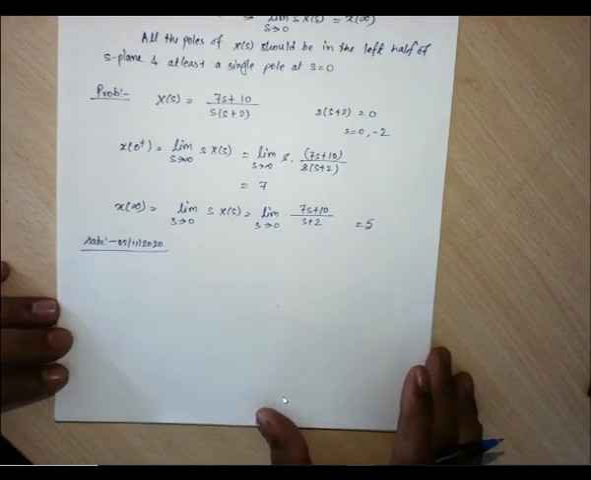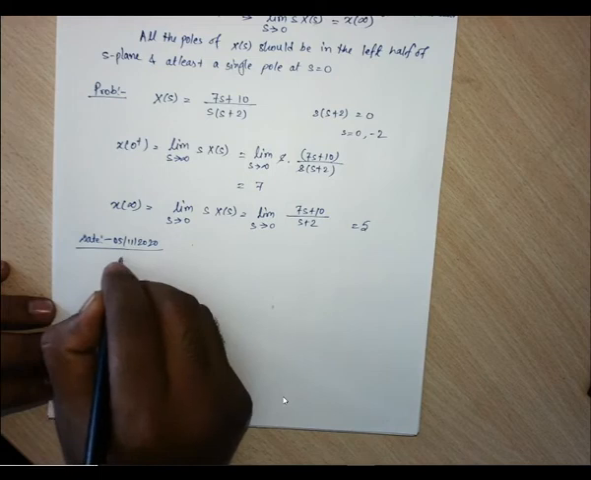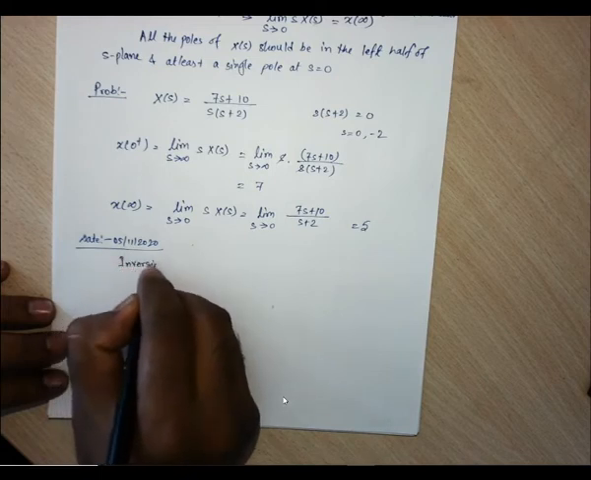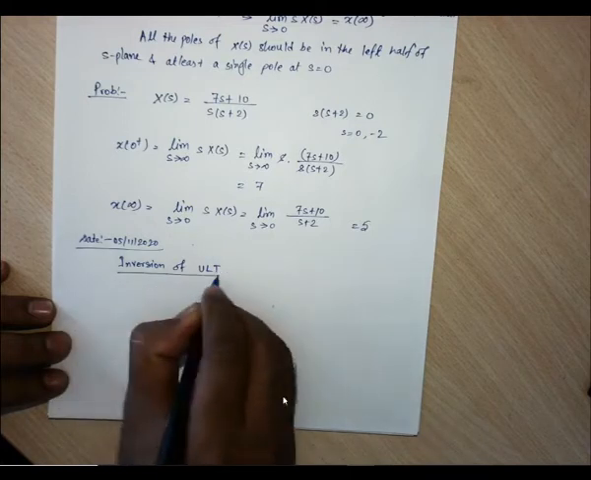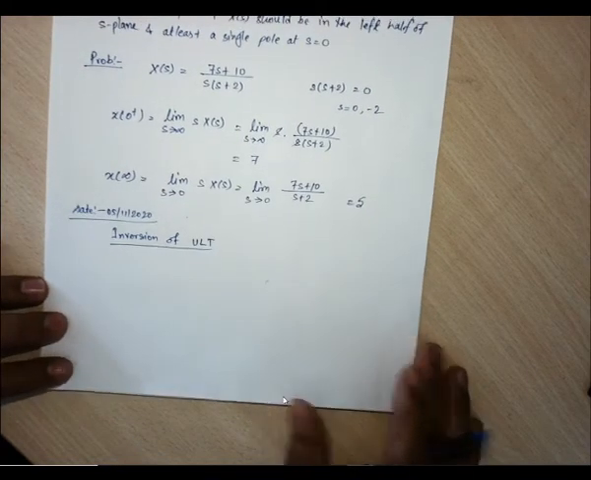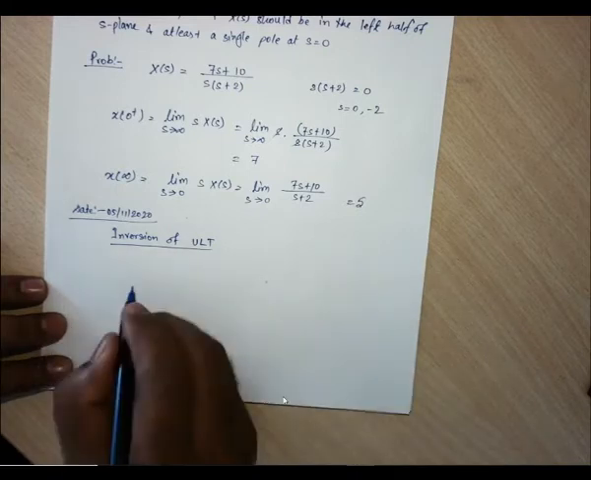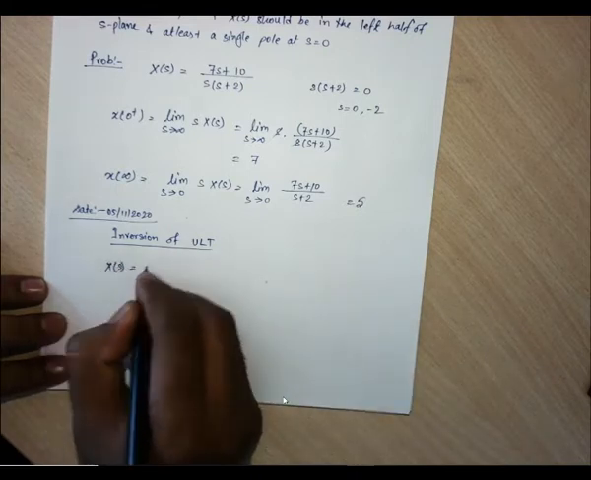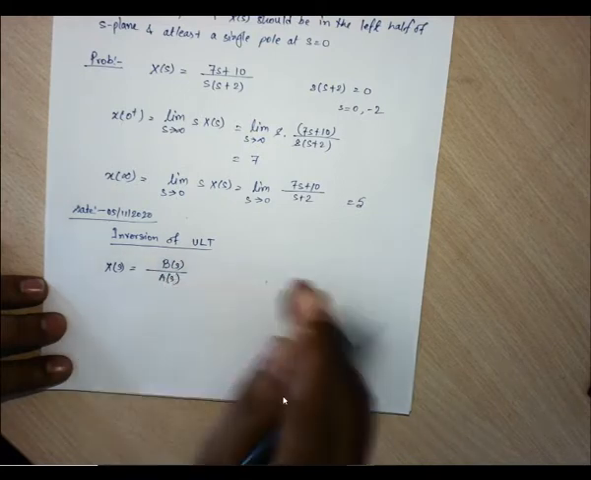Today we'll go with inversion of the unilateral Laplace transform. Let us consider that the Laplace transform of a certain signal comes out as X(s) = B(s)/A(s). So what is this?